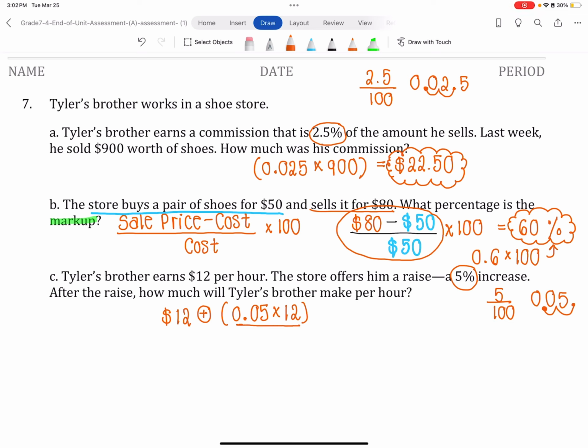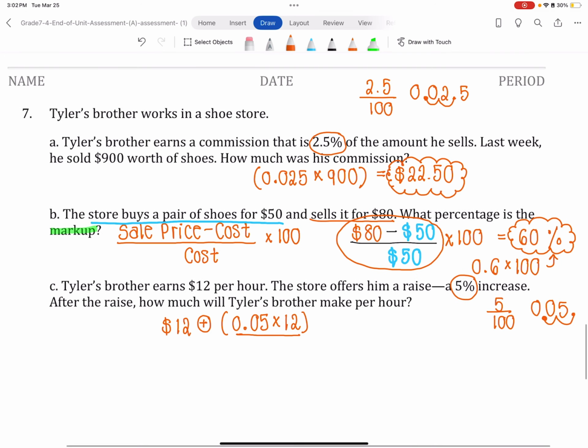So the part in parentheses is going to tell us how much Tyler's brother is going to make after a 5% increase on his hourly wage. We are going to end up adding the $12 with 60 cents. And the 60 cents represents the additional hourly wage increase. So we end up with a grand total of $12.60.